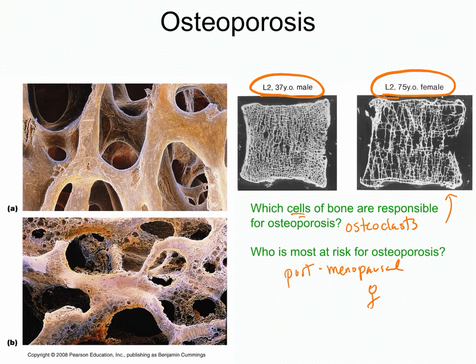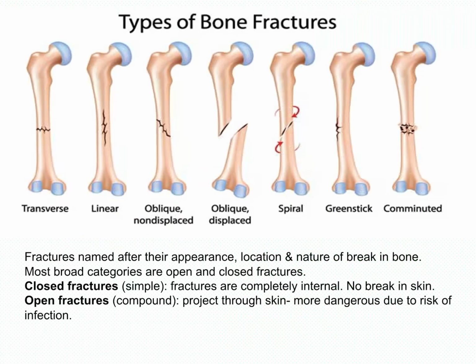Okay. I think that's all I have to talk about. Oh, there's some bone fracture stuff. So for bone fractures, I'm not going to have you memorize the different kinds of fractures. I just want you to take a look at the different kinds of fractures that are possible for bone. And they're named after their appearance, where they are located, and the nature of the break.